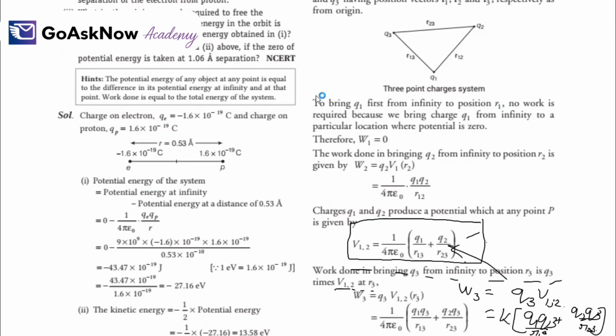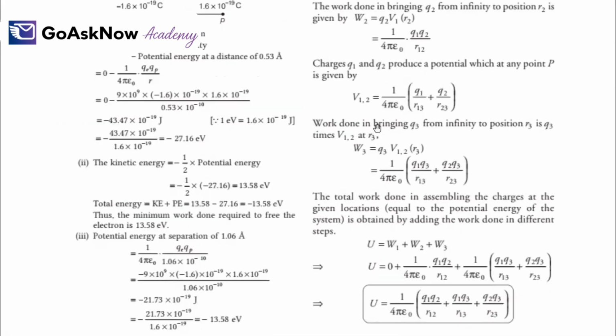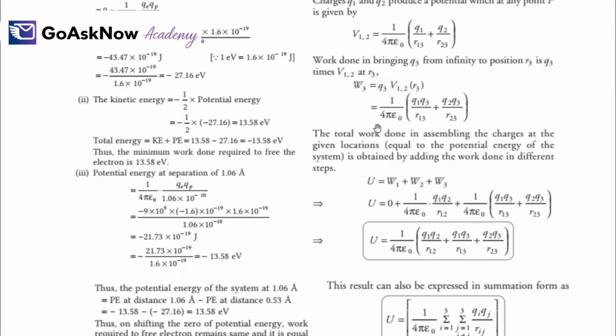Now we will see what the total potential energy of the system is after bringing the charges here. The total work done in assembling the charges at the given locations is equal to the potential energy of the system. It is obtained by adding the work done in different steps. Work done in bringing charge 1 was 0. Then for charge 2 it was 1 by 4 pi epsilon naught Q1 Q2 by R12, and for the third it was 1 by 4 pi epsilon naught, Q1 Q3 upon R13 plus Q2 Q3 upon R23. So just add the total work.